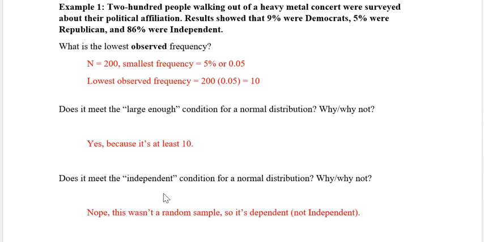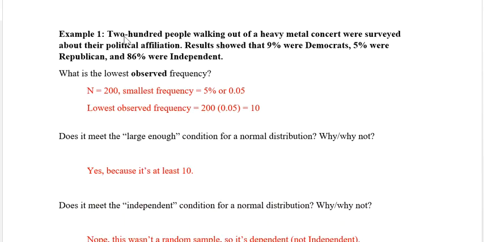Does it meet the independent condition for our normal distribution? Well, no, it doesn't, because it wasn't a random sample, so that means it's dependent, not independent. And why wasn't it random? Because you observed people. You just saw people walking out of the concert and you said, hey, what's your political affiliation? Well, this was completely not randomized.